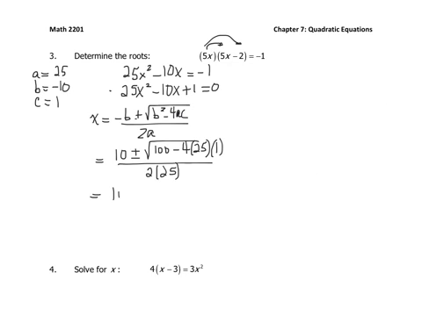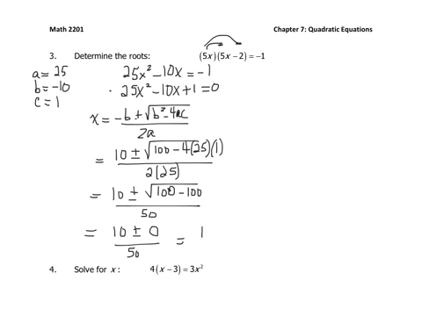So then that becomes 10 plus or minus the square root of 100 minus 100 all over 50, which becomes 10 plus or minus 0. Square root of 0 is 0, all over 50, which is 10 over 50, because 10 plus the 0 is the same as 10 minus the 0. So that's 10 over 50, which is just 1 over 5. So there's only one solution there.